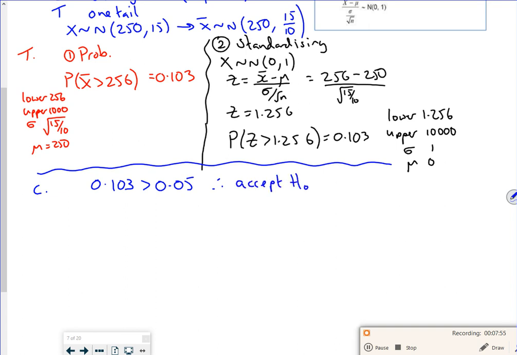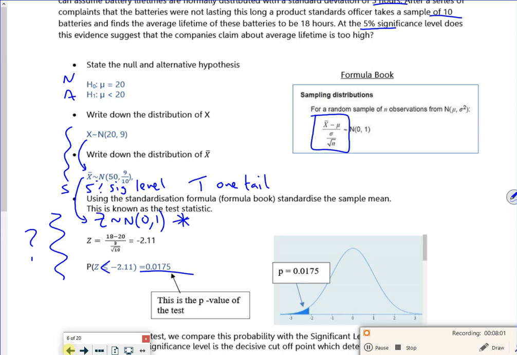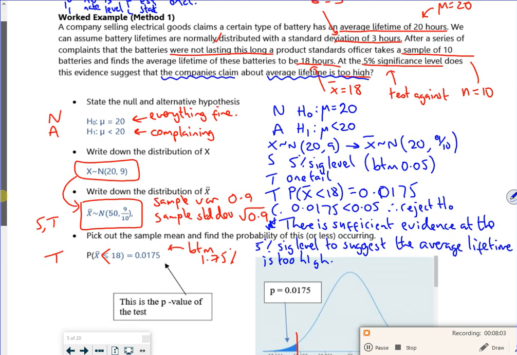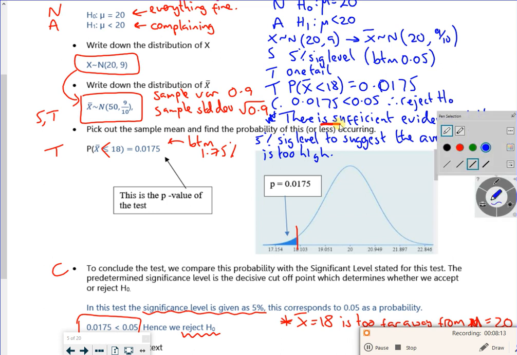Now, let's have a quick go back to this other conclusion that I wrote before. You see this conclusion, there is sufficient evidence at the 5% significance level. So all we do is we just put a not in there: there is not sufficient evidence.